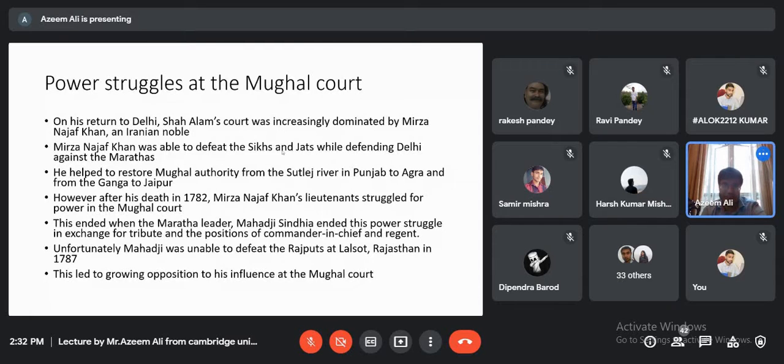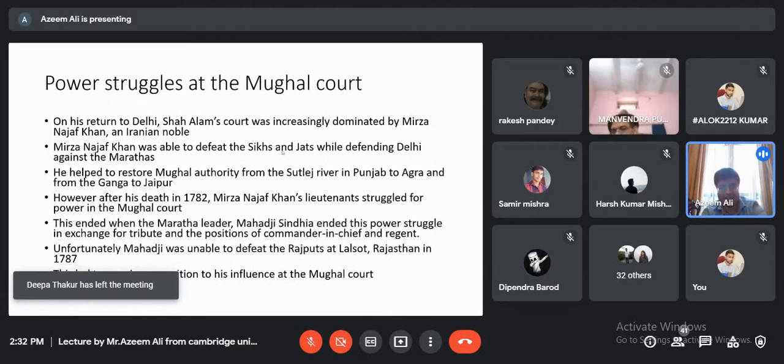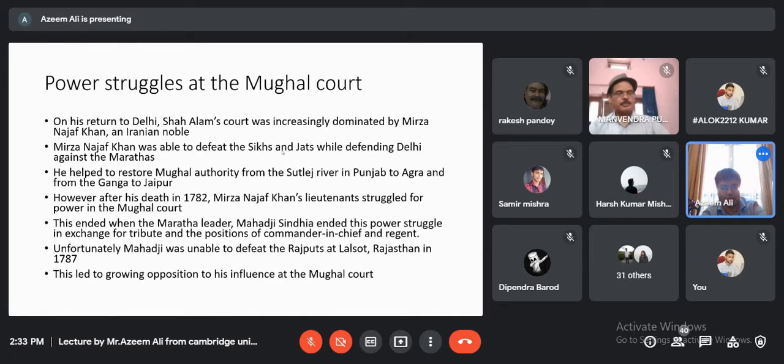And on his return to Delhi, the Mughal court had become increasingly dominated by Mirza Najaf Khan, an Iranian noble. And Mirza Najaf Khan was able to defeat the Sikhs and Jats while defending Delhi against the Marathas. And he'd actually helped restore Mughal authority from the Sutlej River in Punjab to Agra, and from the Ganga to Jaipur. But after his death in 1782, his lieutenants struggled for power in the Mughal court. This ended when the Maratha leader Mahaji Scindia ended this power struggle in exchange for tribute and the positions of commander-in-chief and regent.